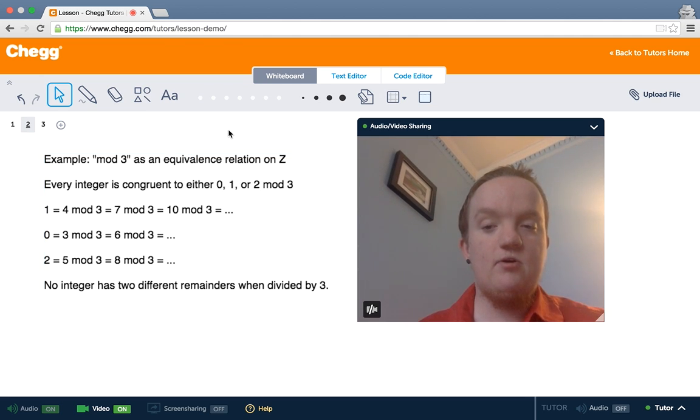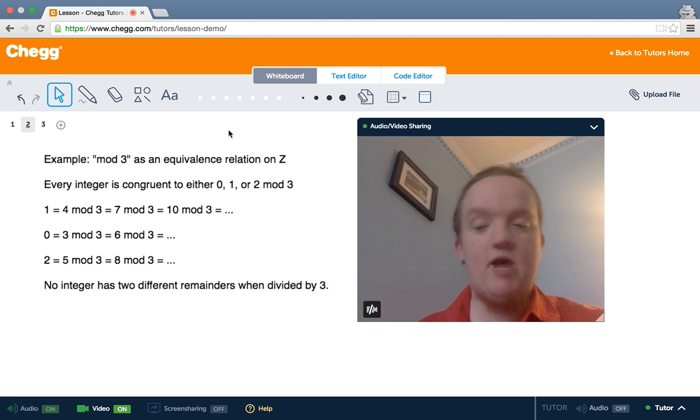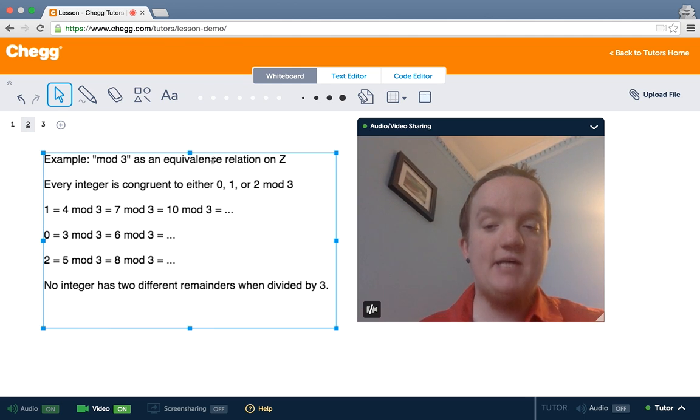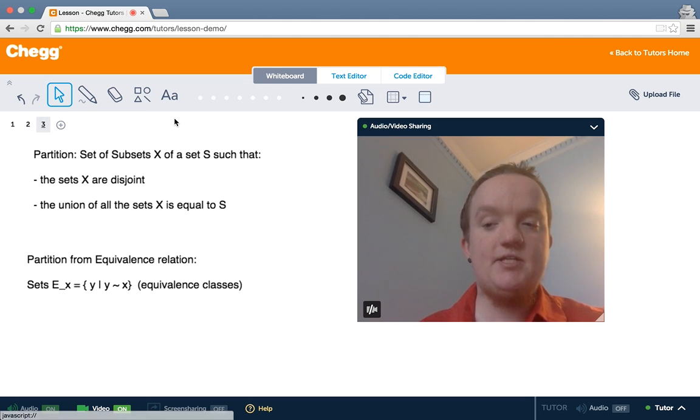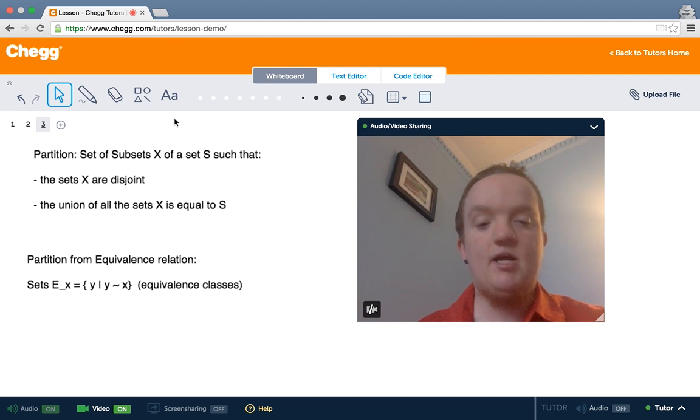Also, it can't be 0 and 1 mod 3. It also has to be one of these things. So 0, 1, and 2, the classes of numbers that fall into these sets, if you take their union, then you're going to get all of the integers. That's another way of saying every integer has some remainder mod 3. That leads us to our idea of how we relate equivalence relations and partitions of a set.